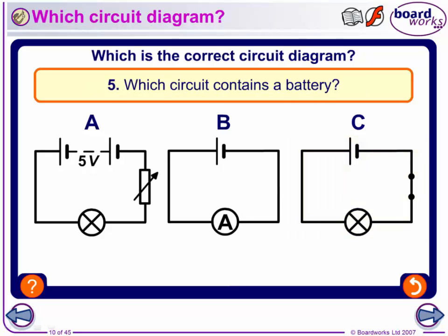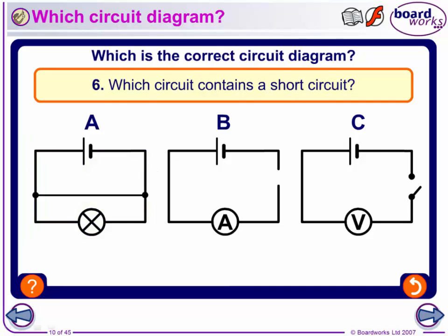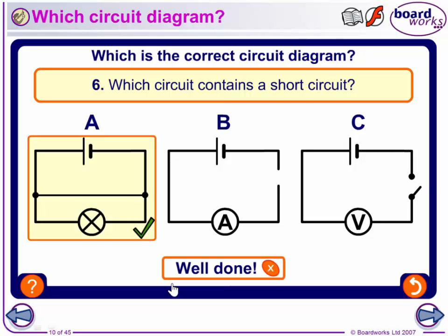And which circuit contains a battery? That's the one where there's more than one cell together. You're looking for A. Okay. Which circuit contains a short circuit here? That'll be this one here, because you'll find the globe will be bypassed and the globe will go off here. It will just take that short path, or the path of least resistance.